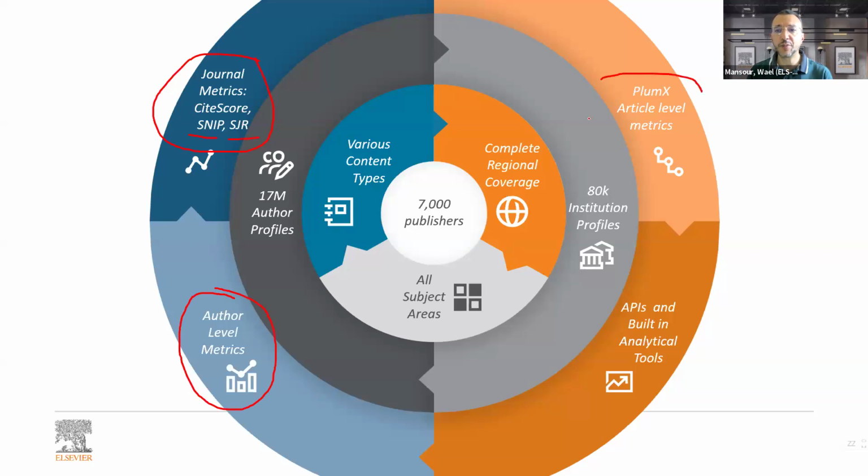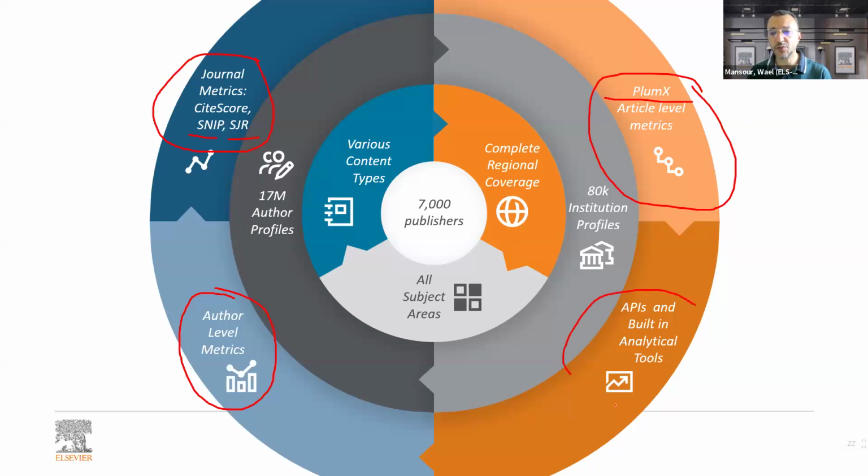The third category of metrics is on the article level, and there we have 2 types. We have the traditional metrics, which depend on citations, like number of citations, field-weighted citation impact, and so on. But at the same time, we have non-traditional metrics, which is PlumX. It does not depend on citations only. It captures citations, it captures mentions, and it also captures the activity on social media related to this article.